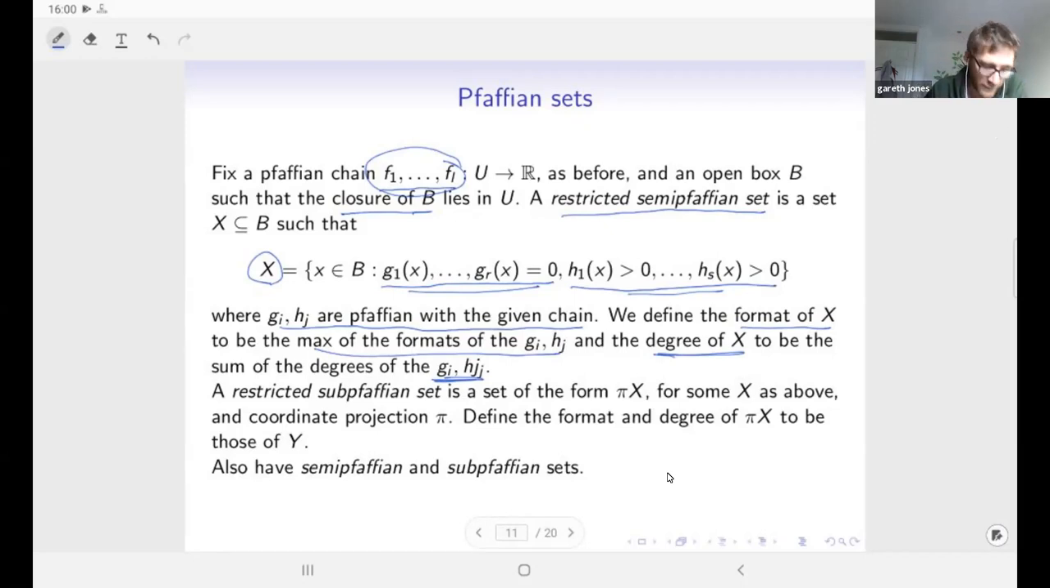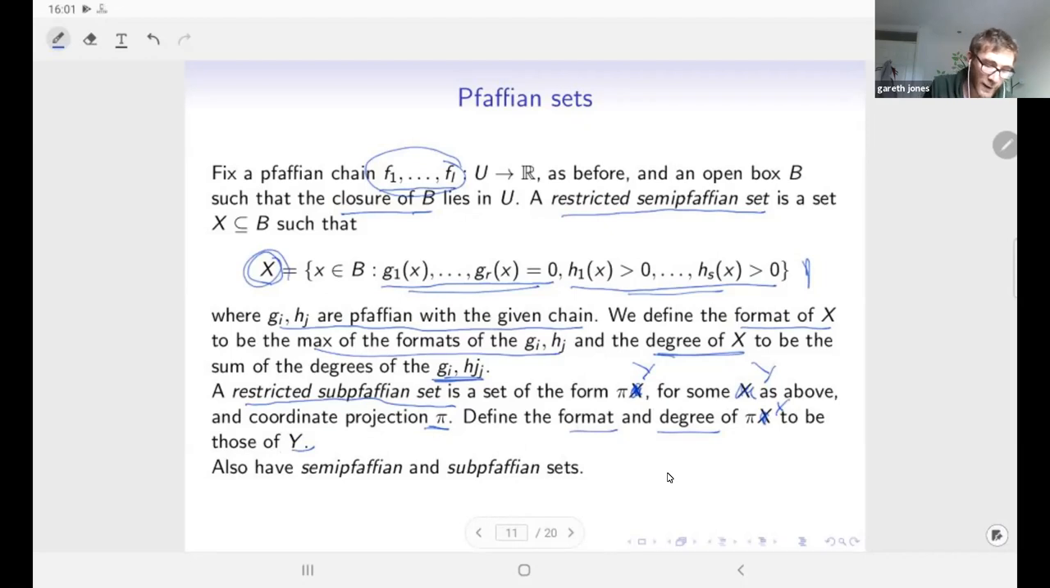And then a restricted subpfaffian set is a projection of a subpfaffian set. So I take some coordinate projection pi, I project my semi-pfaffian set Y, and that's a restricted subpfaffian set. And then I put the format and degree to be those of the thing I'm projecting. Sorry, this should be a Y. So I take some Y as above, and the degree and the format are the degree and format of the thing I'm projecting.